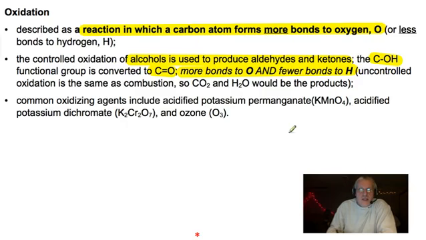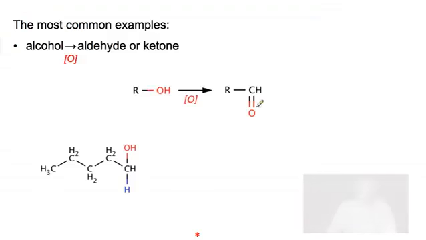And common oxidizing agents, and you should try to remember these: potassium permanganate, it's really the permanganate ion that's of interest there, MnO4 minus. Potassium dichromate, again, it's the dichromate ion, this is a strong oxidizer. And ozone is also an oxidizing agent, although that's more atmospheric than in the lab. So permanganate and dichromate ions, good oxidizers.